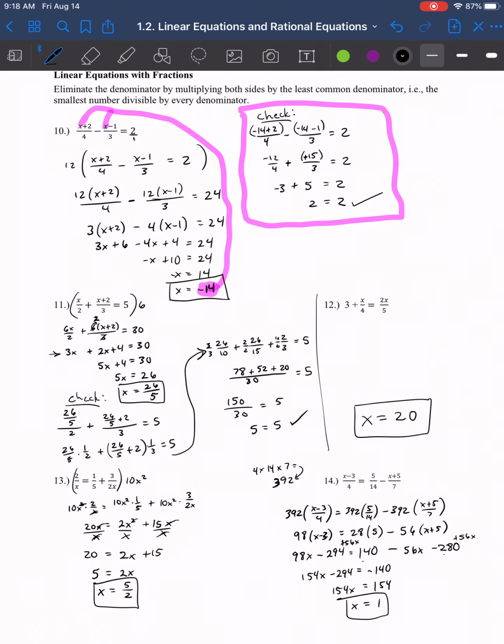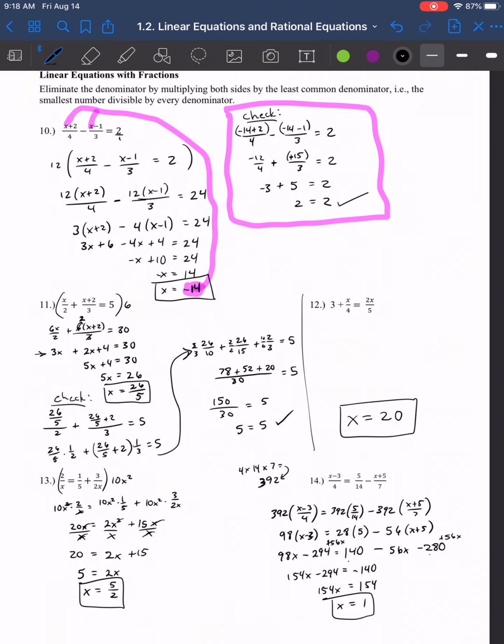And of course, all these ones where I didn't do checks for you, you should try doing checks to make sure that they actually still end up equaling each other.